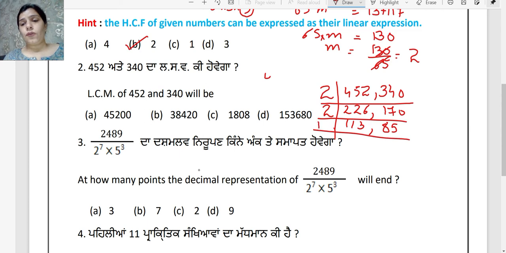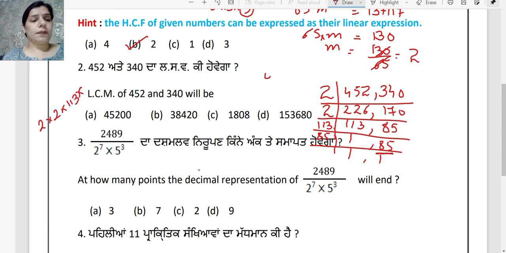Now 113, students, is a prime number. So it will go down as 113 only, and 85. But at this step, when only one number is left, you need not make the factors. So you can do it directly. Many students first do it by 5, then 17, like that. But there is no need when there is a single number. So you have to find the LCM. That will be 2 multiplied by 2 multiplied by 113 multiplied by 85. When you multiply, you get the answer as 38420. I hope the question is clear to you.